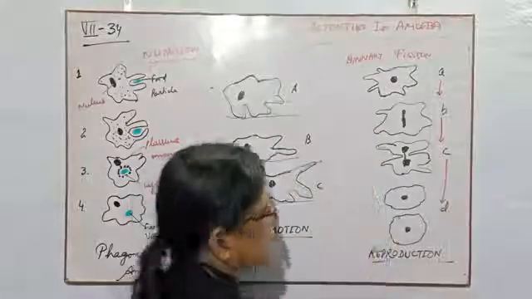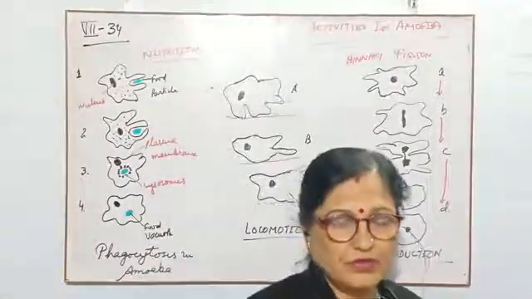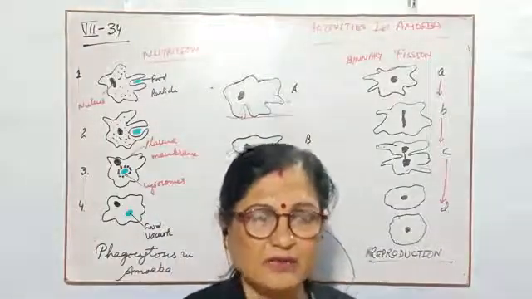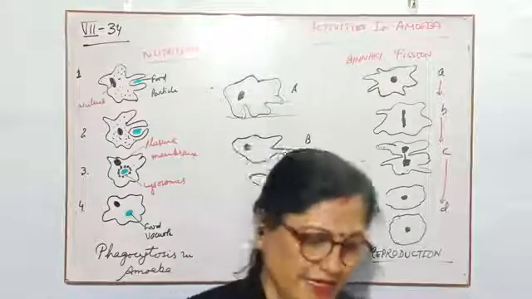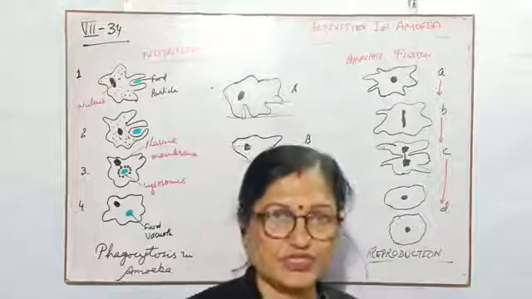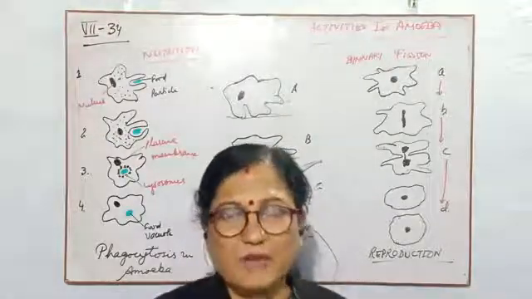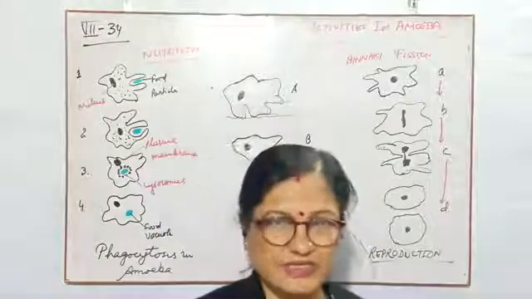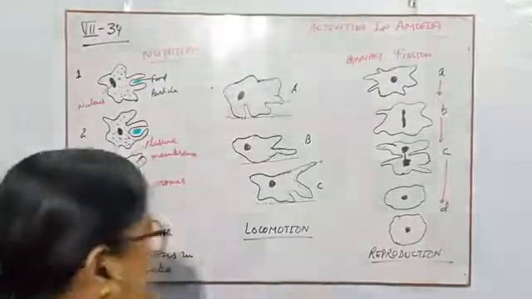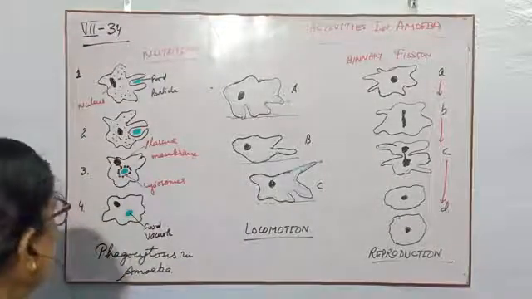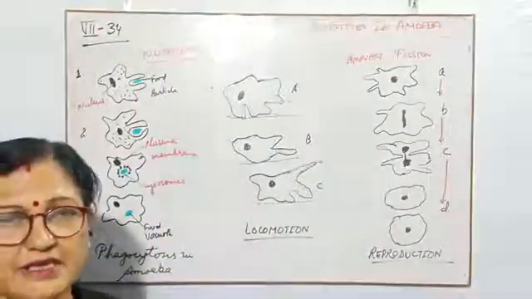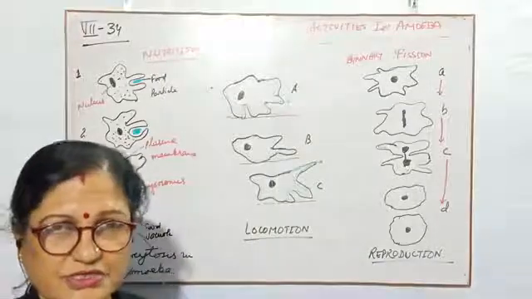Today's topic is activities found in amoeba. It gives us some ideas about the prokaryotes: how they take their nutrition, how they complete their locomotion, and how they perform their reproduction and everything. So children, first I will start with the experiment done on the amoeba, that is, the method of taking nutrition in it.